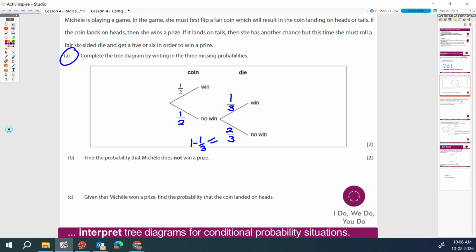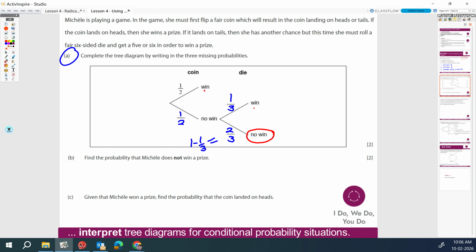So to not win a prize, Michelle has to come to this leaf on the tree diagram. This is the only place you can get to not win a prize. She has to come to this leaf. There's 3 leaves. There's this win here, there's this win here, and then there's the no win there. Those are the three leaves.